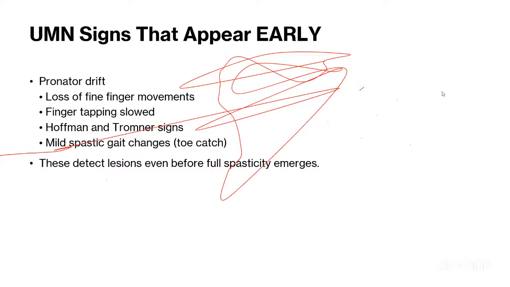Trauma, tumor, TB, transverse myelitis. Right. Can you tell what an inverted reflex is?